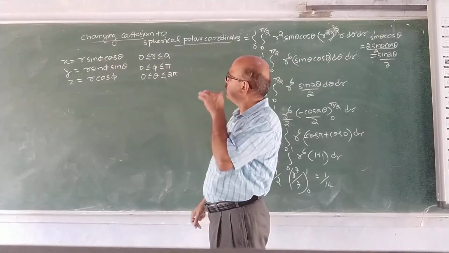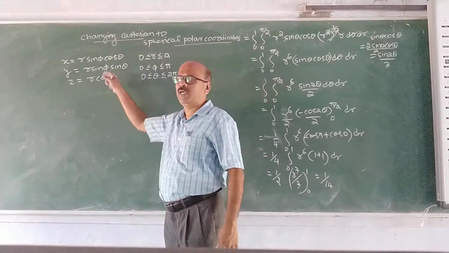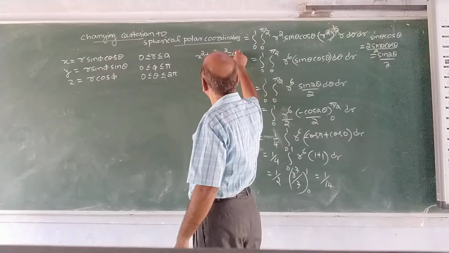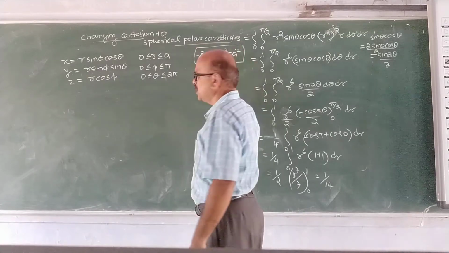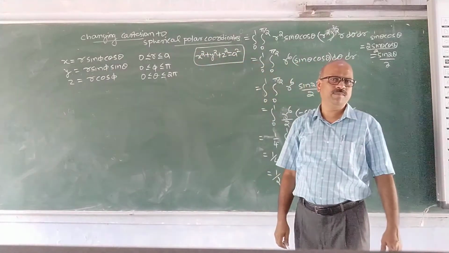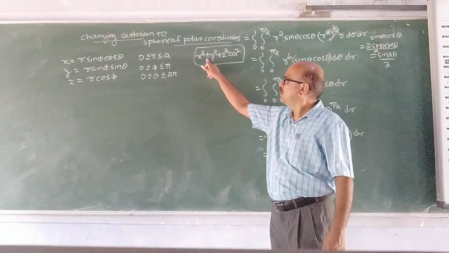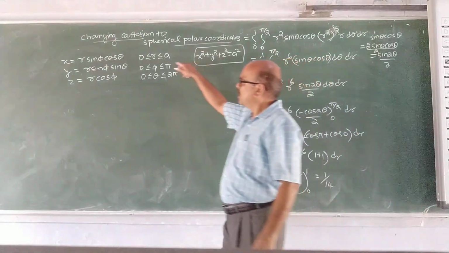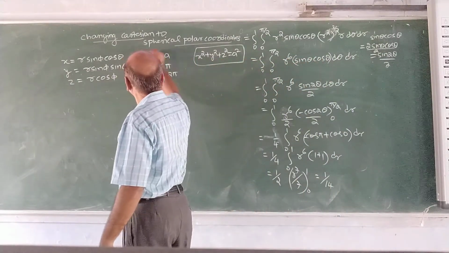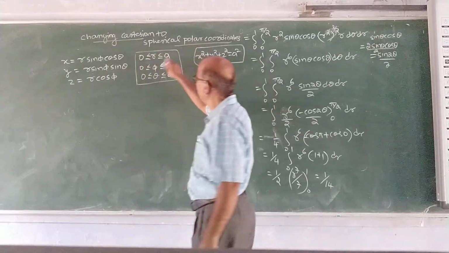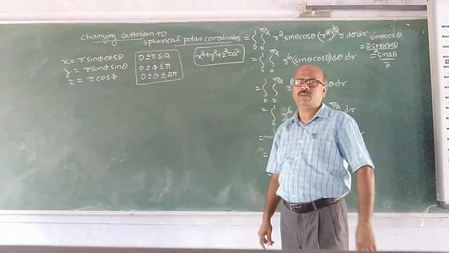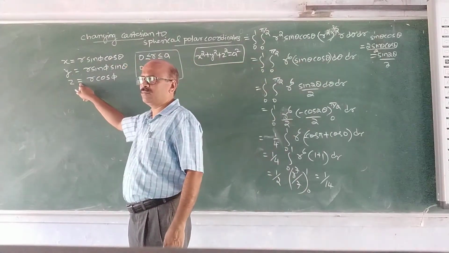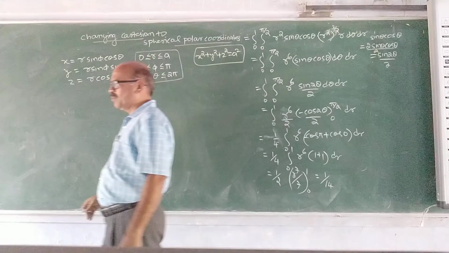If the region of integration in xyz is the sphere given by x square plus y square plus z square is equal to a square, in the Cartesian plane, the corresponding region in the spherical polar coordinates is given by this. And what is the substitution? x, y, z are given by this. Now I consider some problems on this.